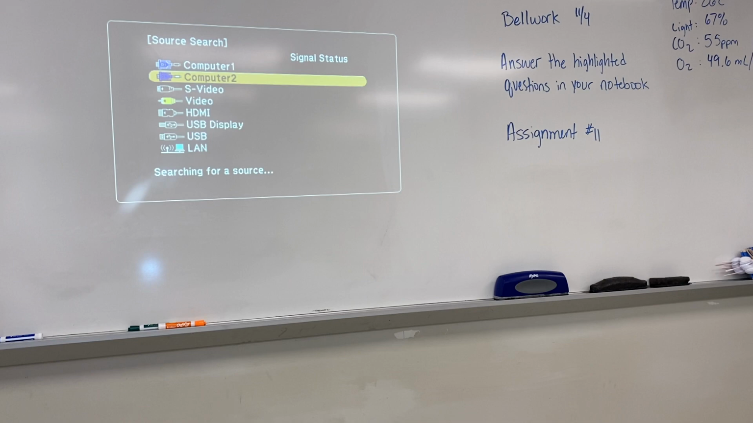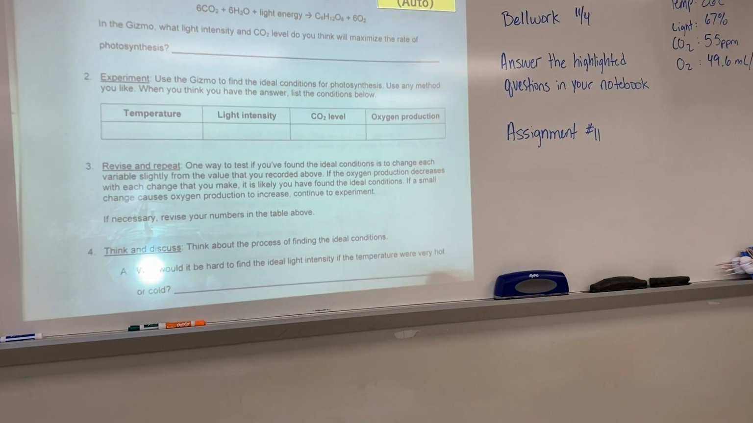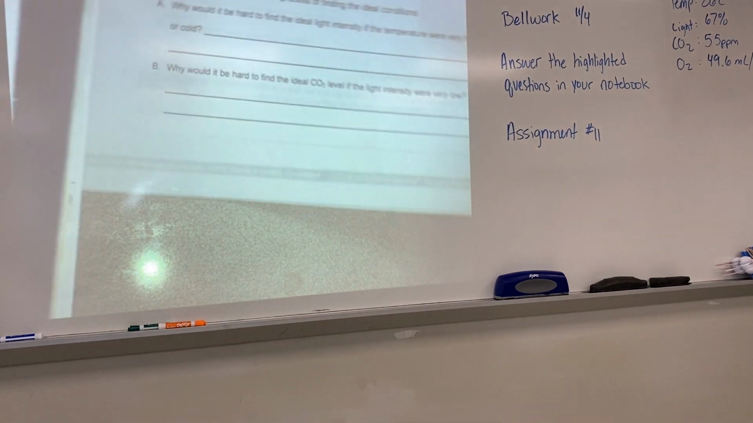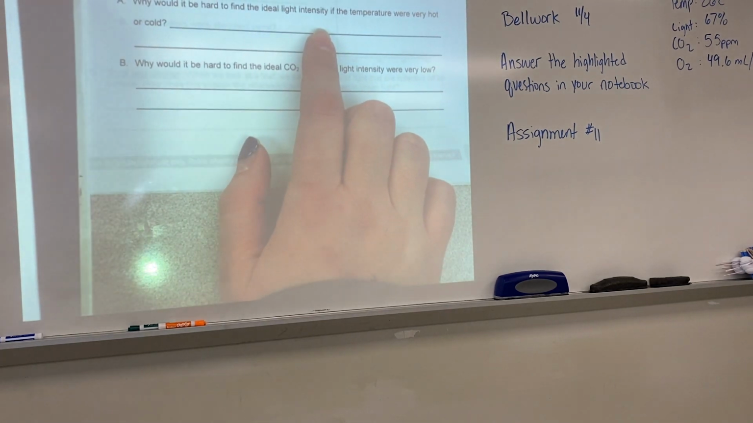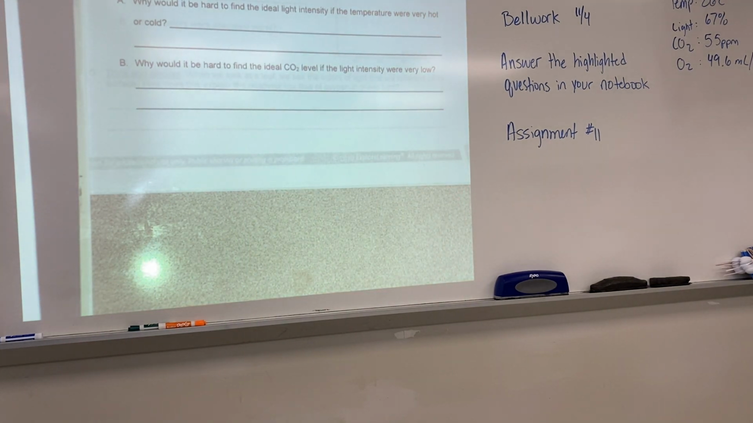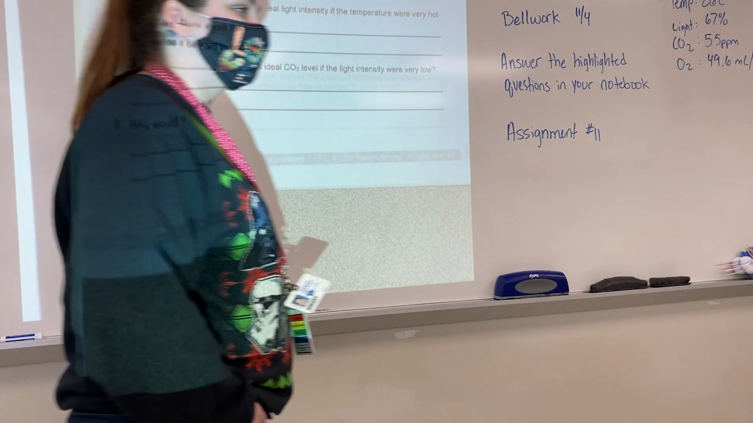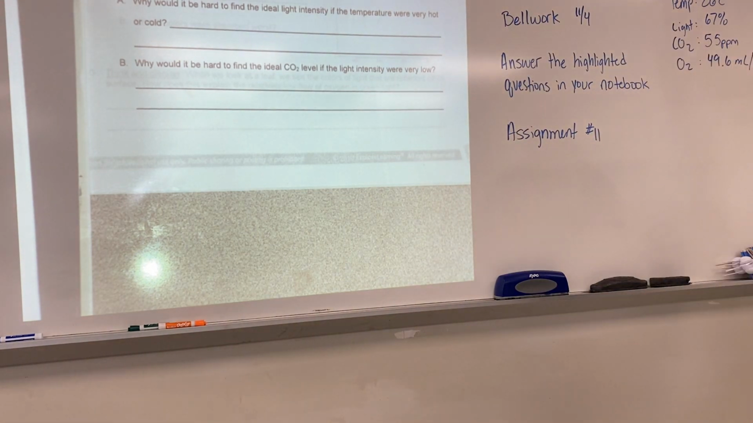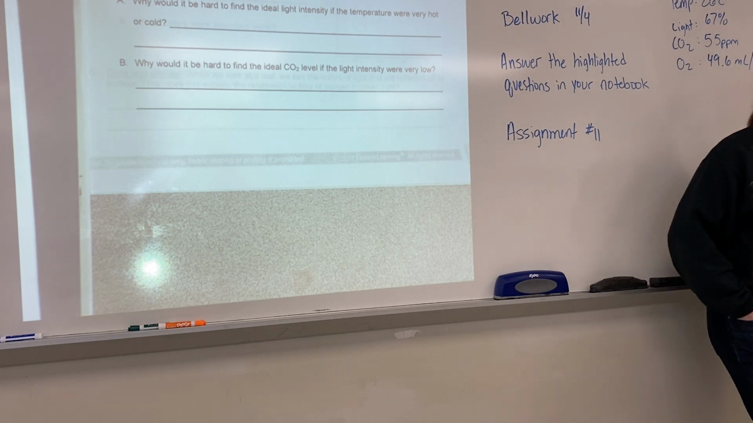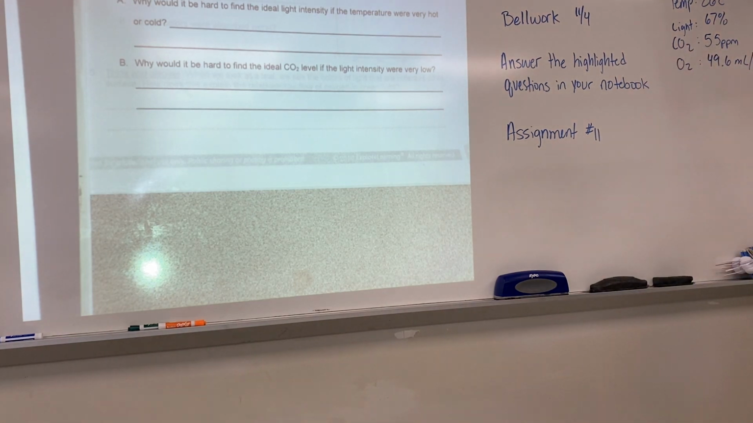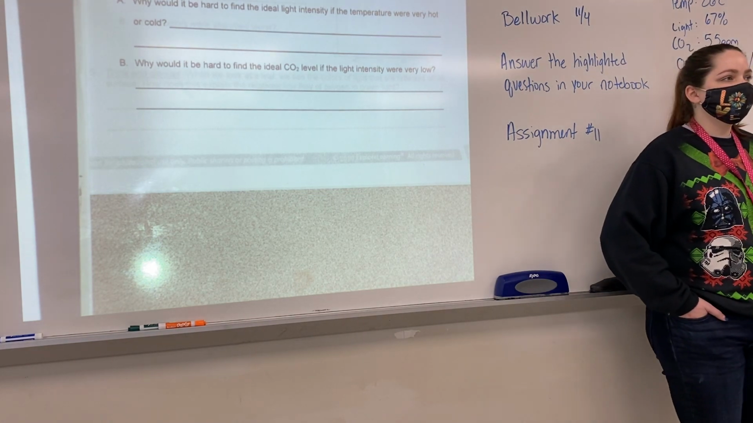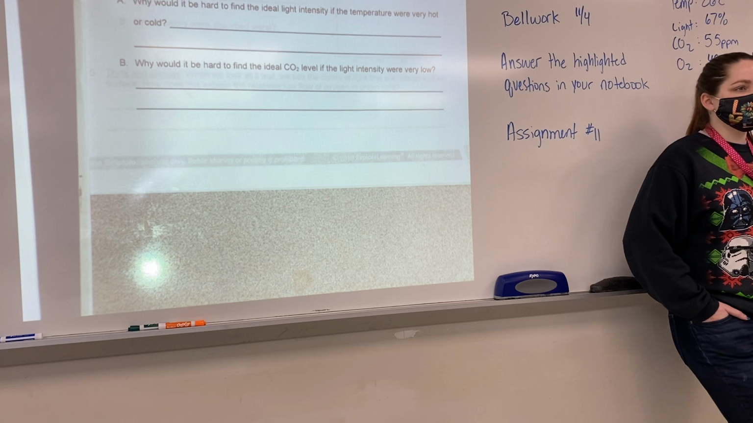Okay. Now what I want you to do is look at question 4A. Why would it be hard to find the ideal light intensity if the temperature were very hot or very cold? So answer that question in your notebook. In both scenarios, why would it be difficult to find the perfect light intensity? Take a few minutes to answer that question. Think about your two environments, your very hot environment and your very cold environment. Why would it be hard to get the perfect amount of light intensity for your plants in each of those environments?